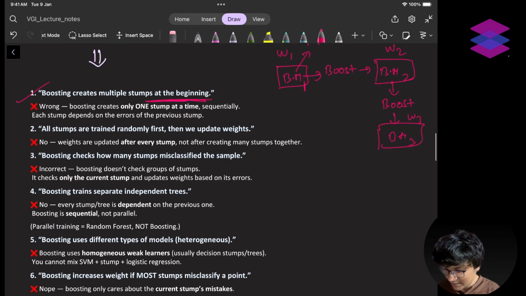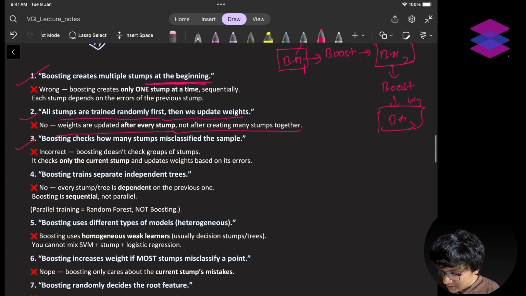The second misunderstanding is that all stumps are trained randomly first, then we update the weights. No, the weights are updated after every stump, not after creating many stumps together. At every stump you are actually updating the weights, not once you have a bundle of stumps. It is actually a sequential process.